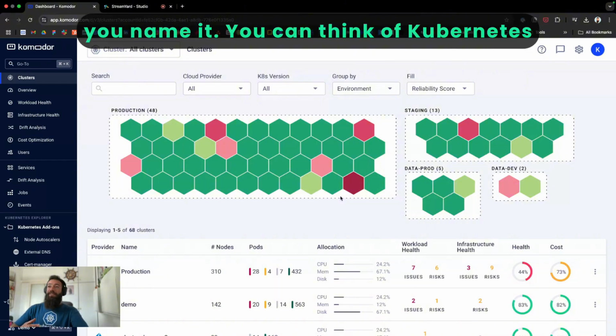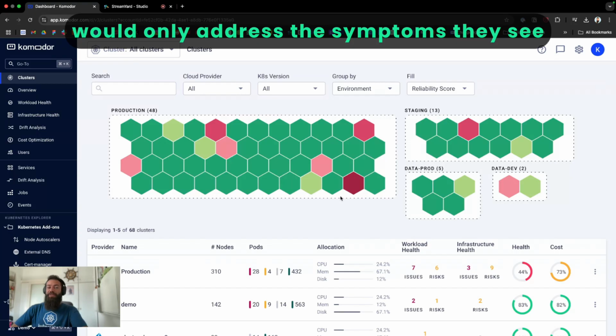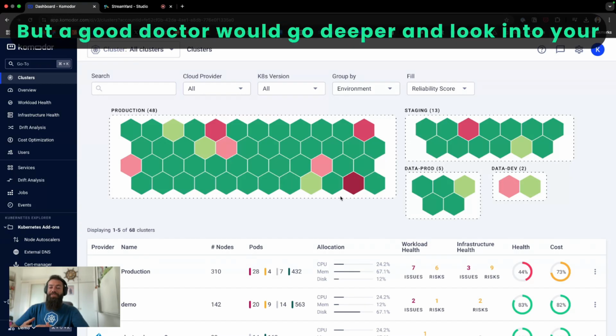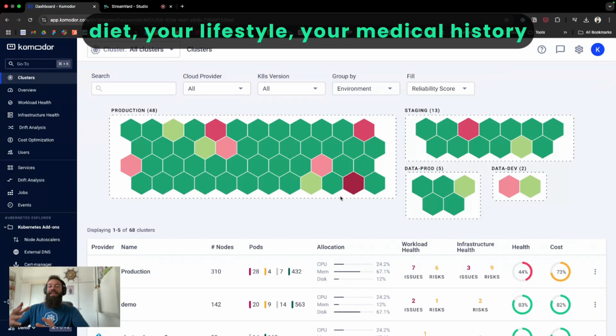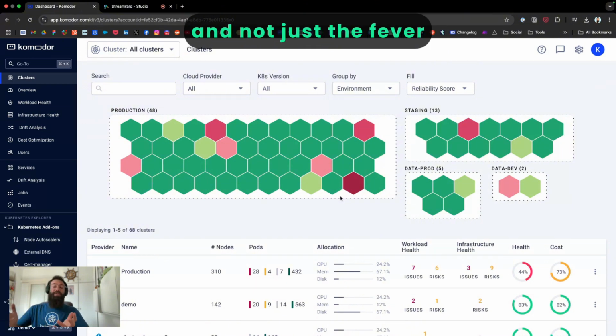You can think of Kubernetes like you would a human body. When you're sick, a bad doctor would only address the symptoms they see, maybe give you a pill that causes side effects, but a good doctor would go deeper and look into your diet, your lifestyle, your medical history, and suggest a remediation that treats the root of the disease and not just the fever or whatever you're feeling at the moment.